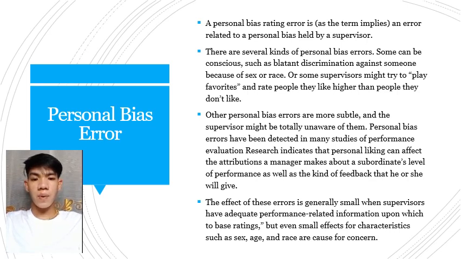Personal bias errors have been detected in many studies of performance evaluations. Research indicates that personal liking can affect the attributions a manager makes about a subordinate's level of performance, as well as the kind of feedback that he or she will give. The effect of this error is generally small when supervisors have adequate performance-related information upon which to base ratings. But even small effects for characteristics such as sex, age, and race are cause for concern.